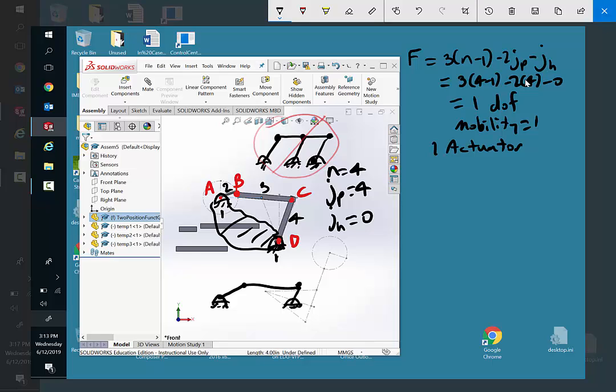Okay, so label them 1, 2, 3, and 4. And we would letter it as well to match. Pin A, B, C, and right in there is D. So that would be an example of using Gruebler's equation, again, for a simple planar problem, to just show that as 1 degree of freedom.